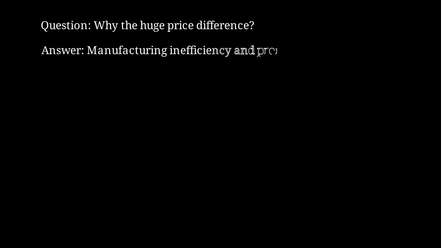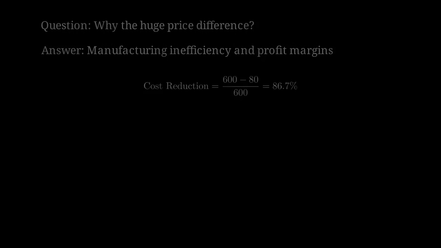The answer is manufacturing inefficiency, supply chain markups, and profit margins. So Musk said, if we can build the factory right, we can get much closer to the raw material cost. This represents an 86.7% potential cost reduction. This insight led to the Gigafactory, which has driven battery costs down dramatically.